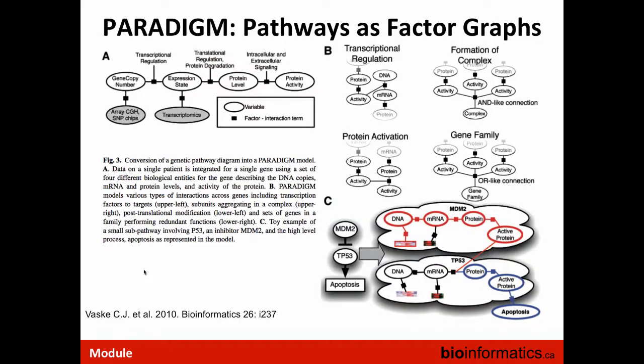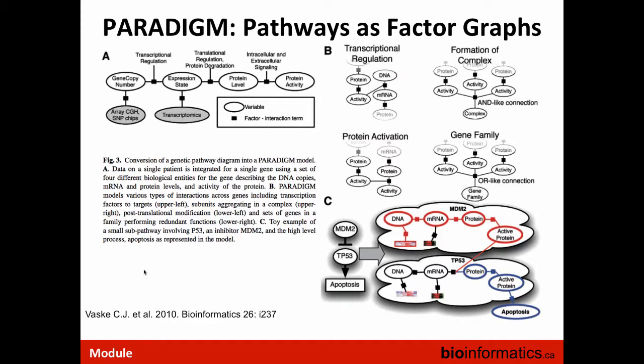Now, in order to do this, this is where it gets a little bit complicated. Traditionally, in a protein-protein interaction network, you think of one protein, one node, and that node interacts with another node. In order to integrate multiple data types simultaneously, that one protein node now becomes several nodes, because the protein is encoded by a gene. There's a transcript. It could be a protein state. And when you start thinking of other layers of information, one node becomes many nodes. At the basis of this approach, you should think of four nodes: gene copy number, expression state, protein level, and protein activity.